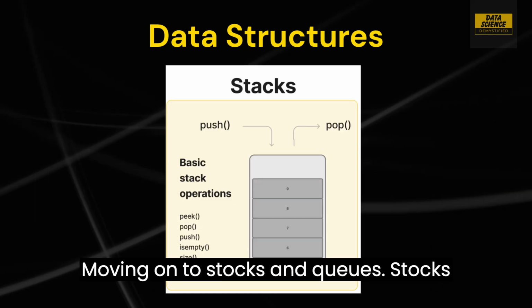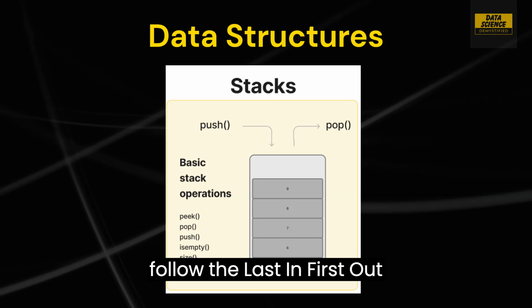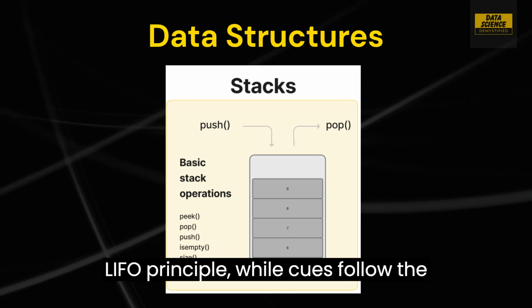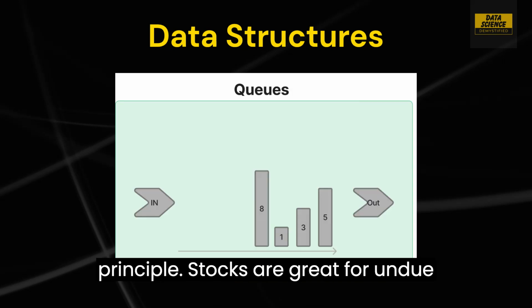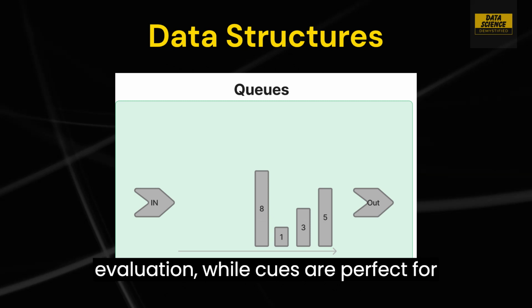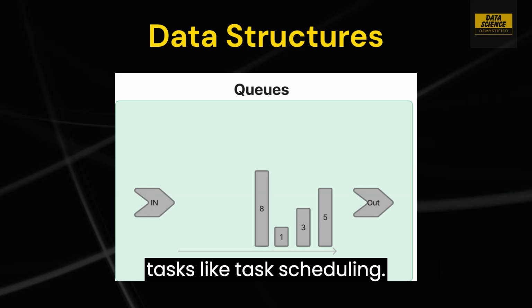Moving on to stacks and queues. Stacks follow the last in, first out, LIFO, principle, while queues follow the first in, first out, FIFO, principle. Stacks are great for undo functionalities and expression evaluation, while queues are perfect for tasks like task scheduling.